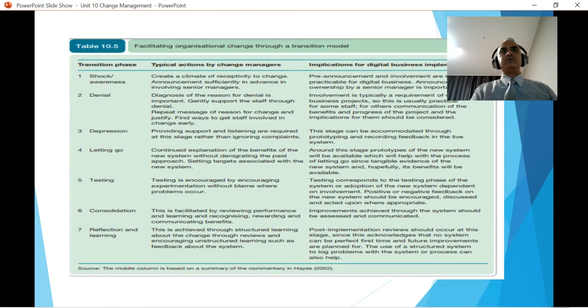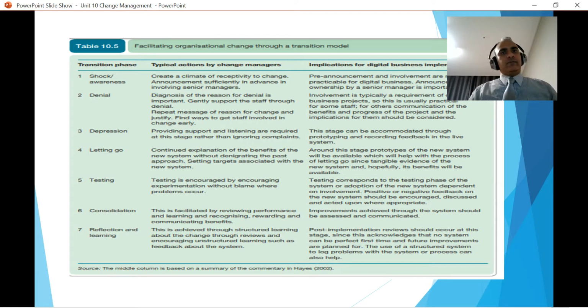Okay, so here, if we treat the company like a breakup with a boyfriend or girlfriend: first of all is shock, then denial, then depression, letting go, testing, consolidation, and reflection. The same thing goes for change management in a company. First of all is, no, we don't need that system, or why do you want to change the current one? Actually, I'm just going to go through each one.